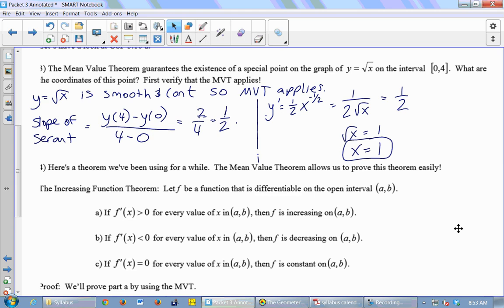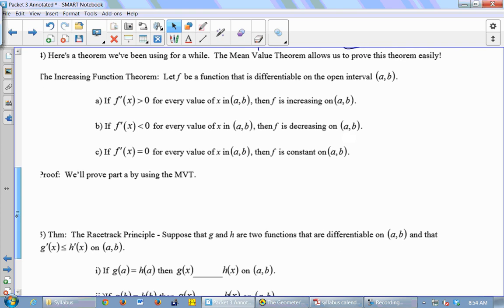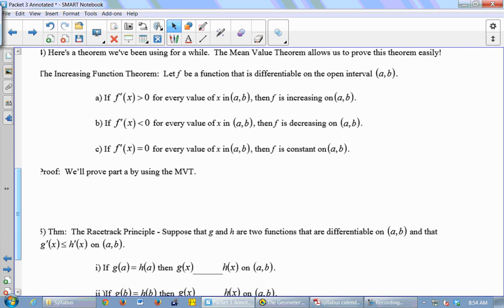All right. So the mean value theorem is a slightly intuitive result. Its proof is actually surprisingly difficult. And you can use it to find this special point, but mostly we use the mean value theorem to prove other important things. Okay, so for example, here's a theorem that we have been using for a while because it's fairly intuitive also. But we haven't proven it yet, and we're going to now have the mean value theorem to help us prove it. So the increasing function theorem.